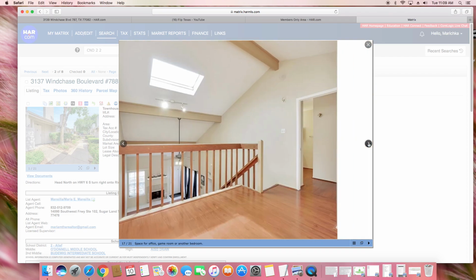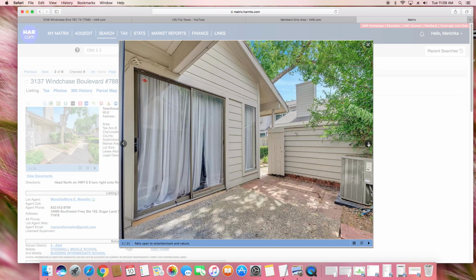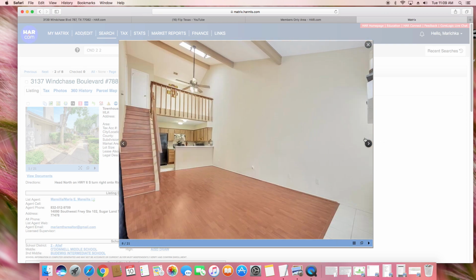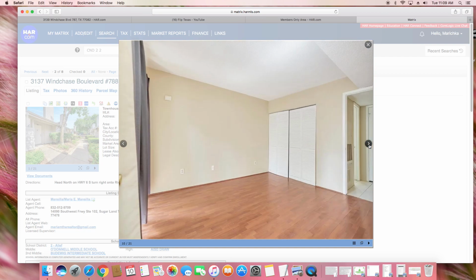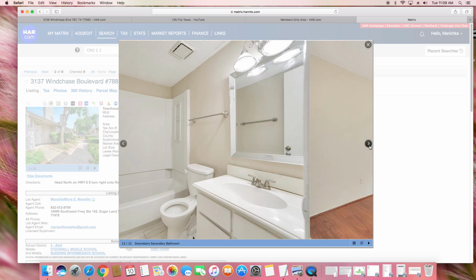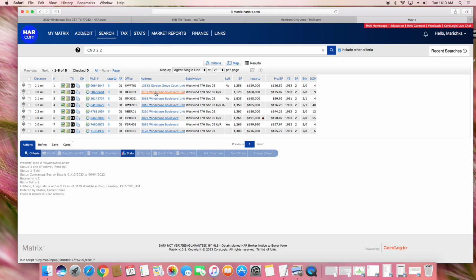Okay, so this one is clean. It's not fully updated. As you can see, the counters are not granite or anything like that. As you can see, the good lighting. But the showers are older. It hasn't been remodeled here. And this is very similar to the one that we're going to be selling. Okay, so this is 160, 9 days on market.